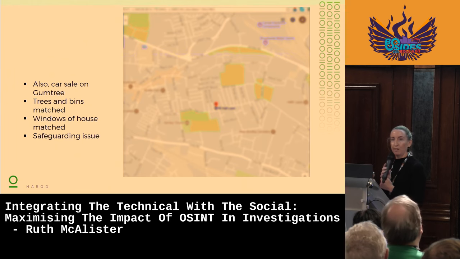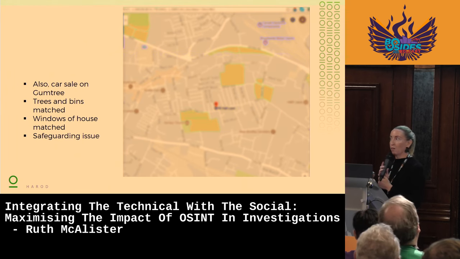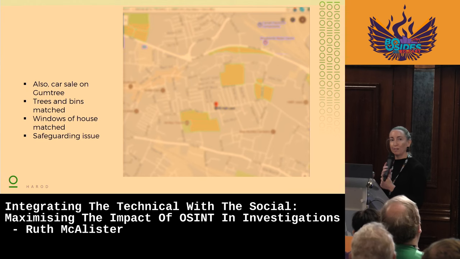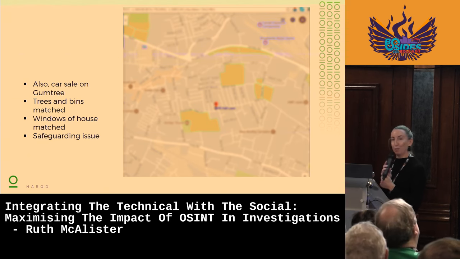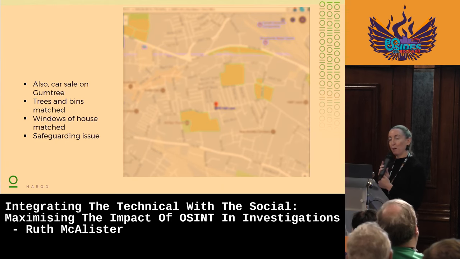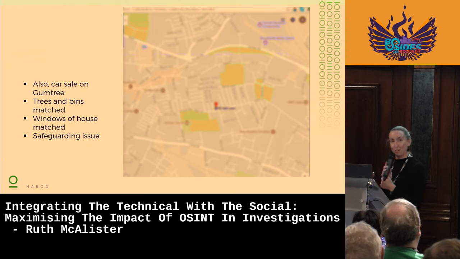I also identified that George was selling his car on Gumtree. He kindly put his full vehicle registration number in the advert for me, which is very helpful. I was also able to cross-reference two wheelie bins. Yes, that is not a joke. And also a bunch of trees in their driveway. And I was also able to match the windows in their house to the background windows of the photographs that Beatrice had taken. I was 100% sure that I had the correct individuals.